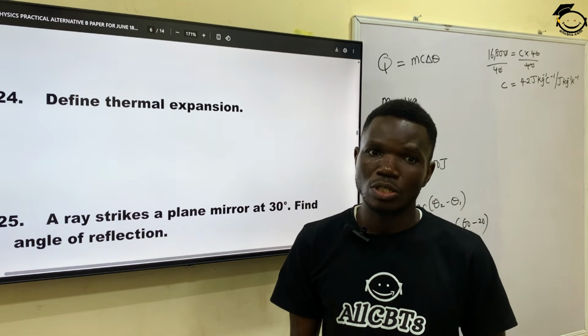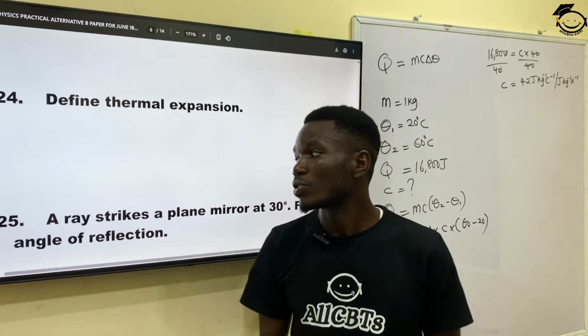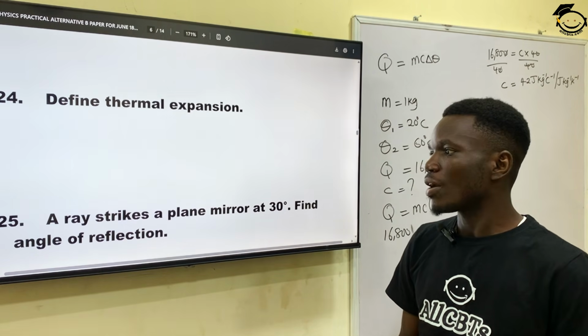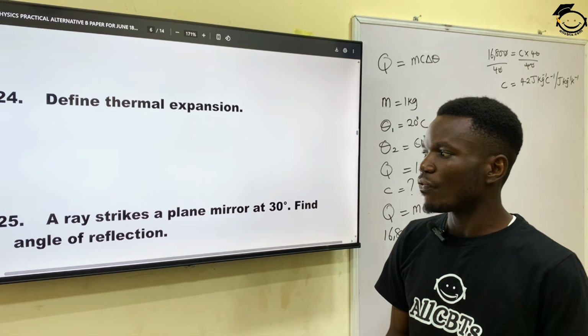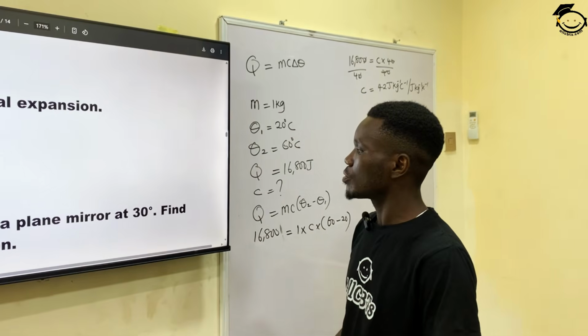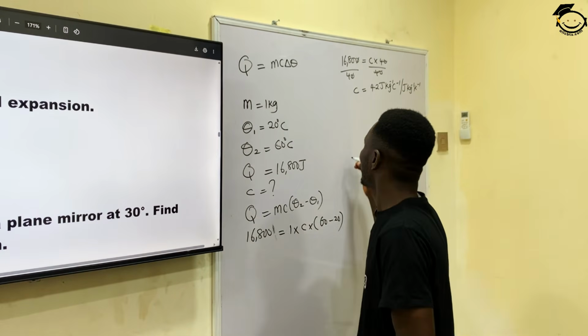Moving on to the next question, which is question number 25. It says a ray strikes a plane mirror at 30 degrees. Find the angle of reflection. A ray strikes a plane mirror at the angle of 30 degrees. Find the angle of reflection.